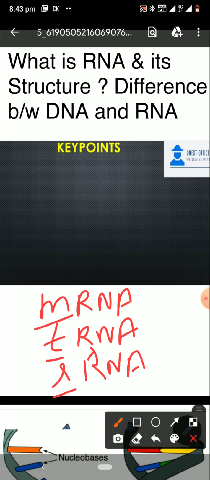And this rRNA, this R stands for ribosomal RNA, and the function of the rRNA is it is usually a main component of the ribosome, and this ribosome function is to read mRNA to form proteins during translation. So these three are the different types of RNA.